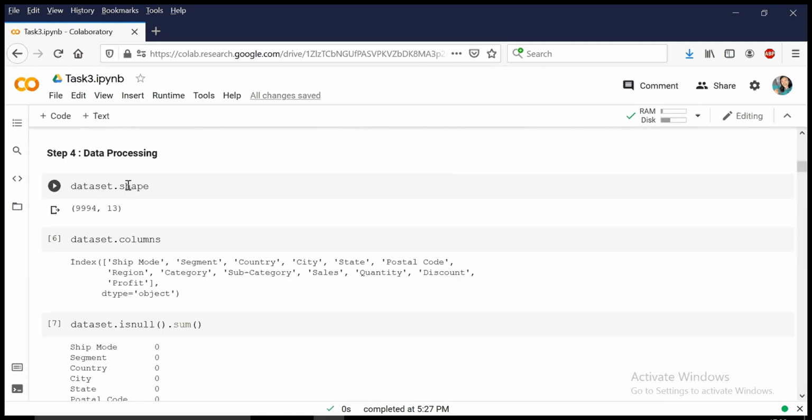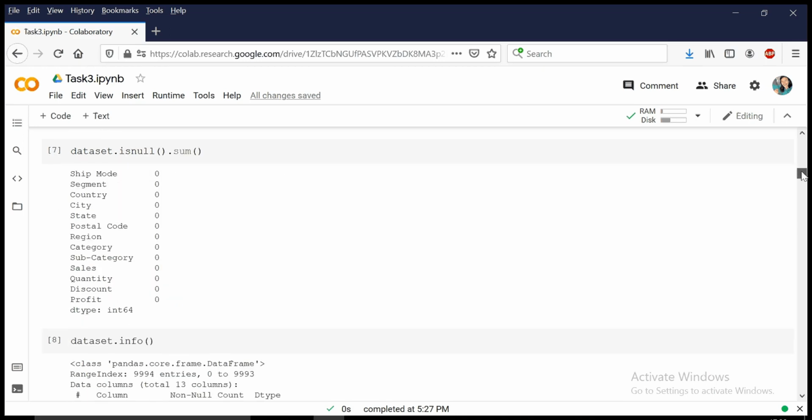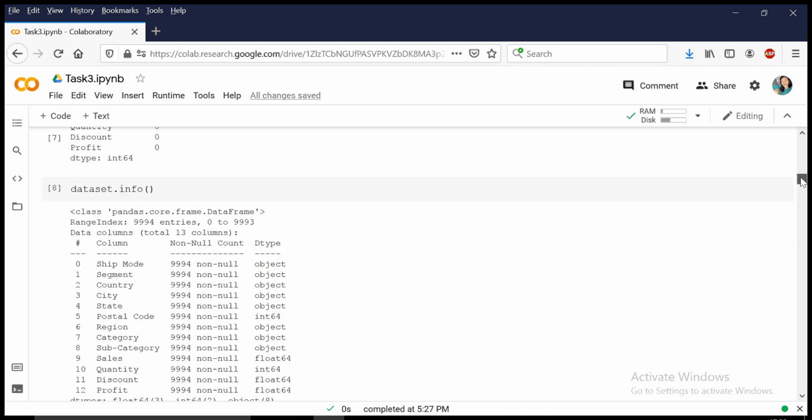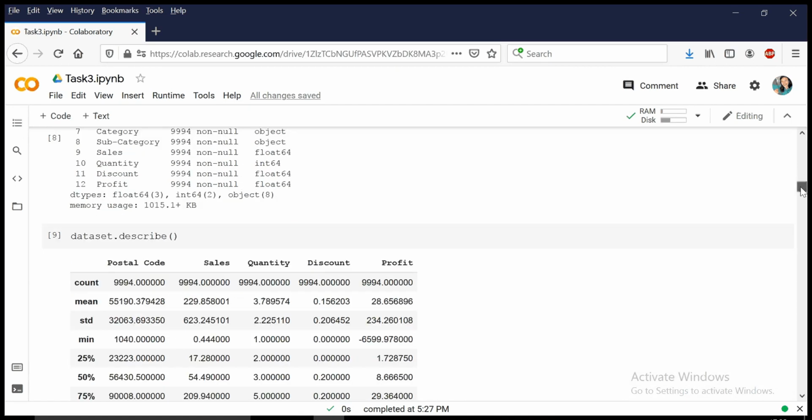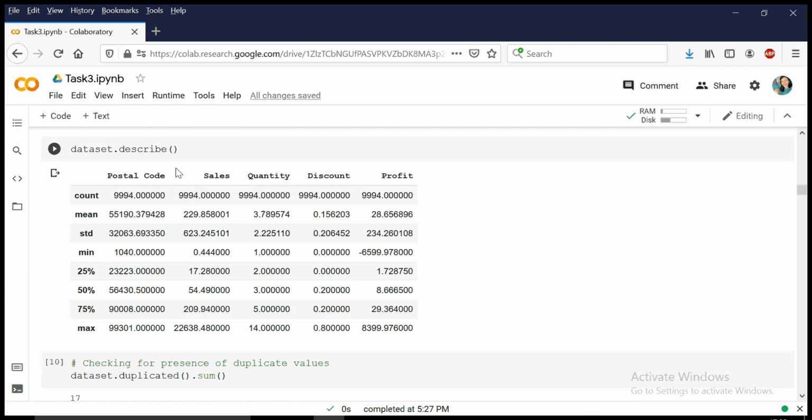following commands like .shape, which is used here to know about the number of rows and number of columns there in the dataset, and .columns, which is used here to know the names of columns which are there in the dataset. Here I have used .info to know about the basic information about a dataset, like the data type and all. The describe is used here to know about count, mean, standard deviation, minimum and other percentiles.